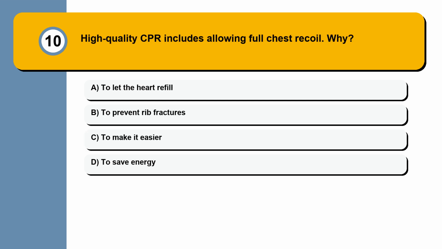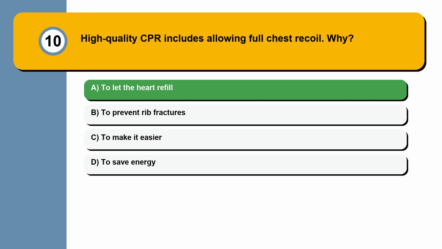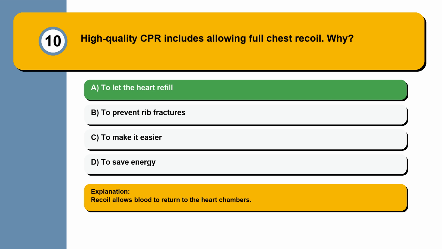Question 10. High-quality CPR includes allowing full chest recoil. Why? To let the heart refill, to prevent rib fractures, to make it easier, to save energy. Recoil allows blood to return to the heart chambers.